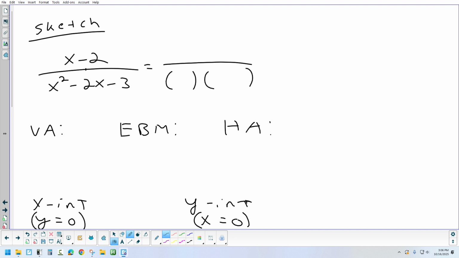And anybody tell me how the denominator is going to factor? Yeah. X minus 3, x plus 1. X minus 3. And what was the other one you said? X plus 1. Okay, let's check it. X squared plus x minus 3. Yep, looks good to me. Okay, are we going to have vertical asymptotes, holes, or both in this one?